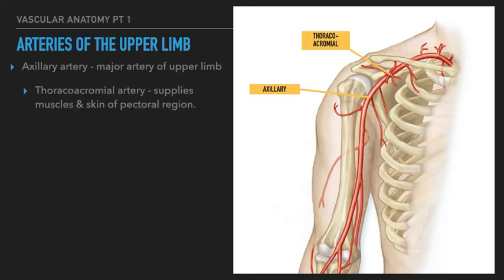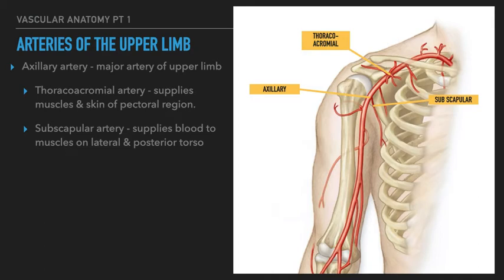One of the branches coming off of the axillary artery is the thoracoacromial artery. This is a short trunk that arises from the axillary artery. It supplies muscles and the skin of the pectoral region with oxygenated blood. Another branch coming off the axillary artery, one of the larger branches, supplies blood to several muscles on the lateral and posterior portion of the torso, and this is the subscapular artery.